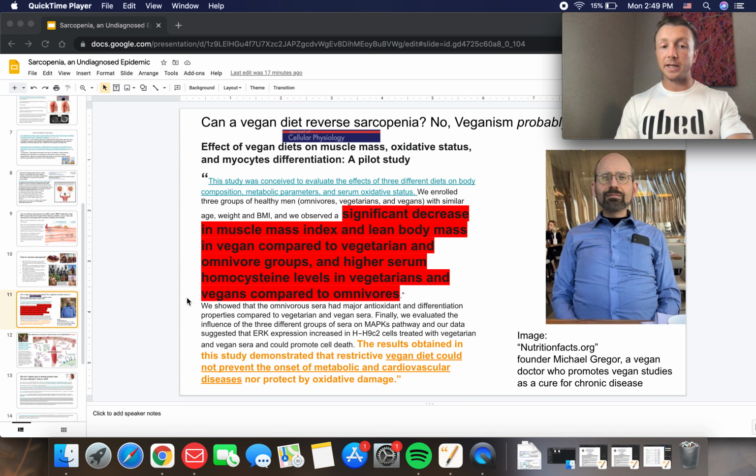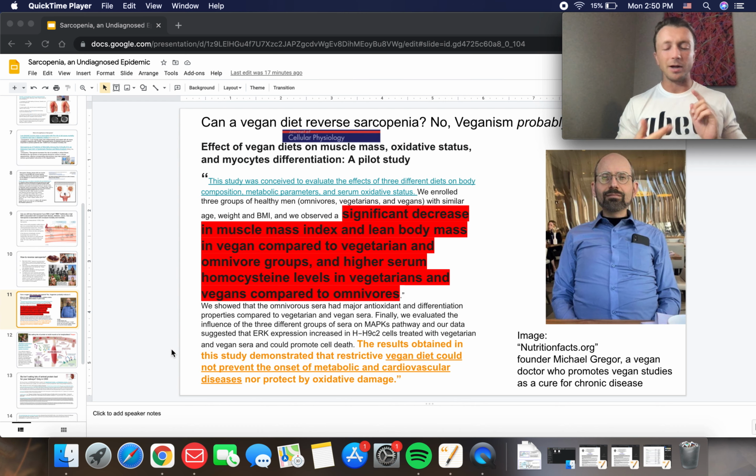So the results obtained in the study demonstrated that restrictive vegan diets could not prevent the onset of metabolic and cardiovascular disease, nor protect against oxidative damage. So these vegan diets, or you could consider them fad diets, a lot of people will see temporary improvements in their health just by the fact that they're eliminating all processed foods in these restrictive vegan diets.